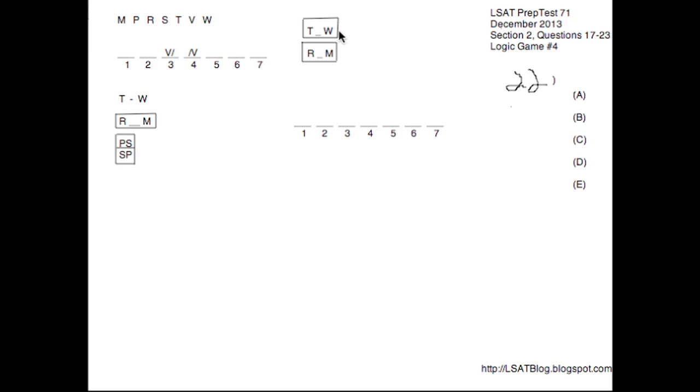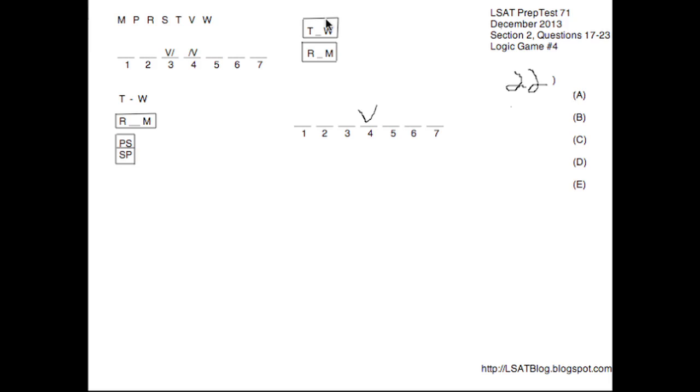Now right away I'd be thinking about V, because V's got to be on either 3 or 4, and we've got to fit these guys in as well. If we were to put V on 3, we could fit R, M, and T, W. It'd work out perfectly fine. There's plenty of room. But if we were to put V on 4, we'd run into a problem.